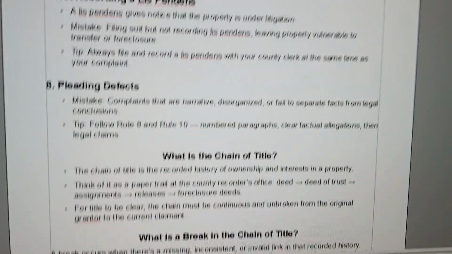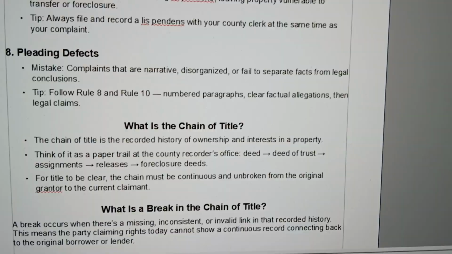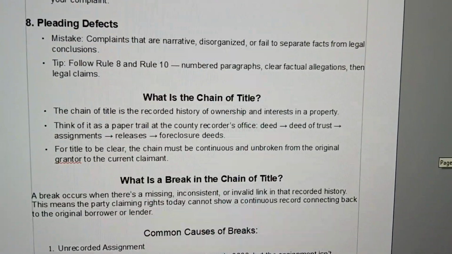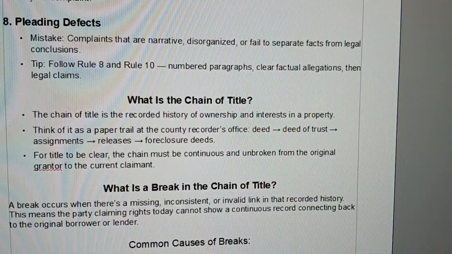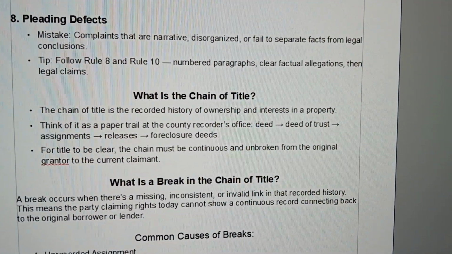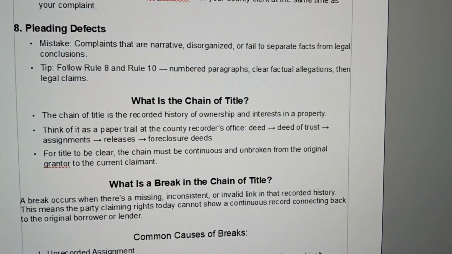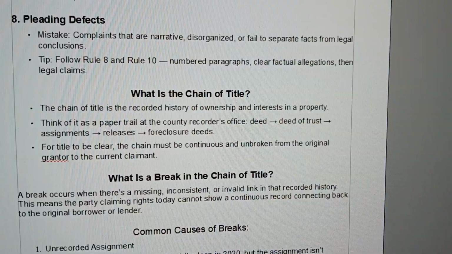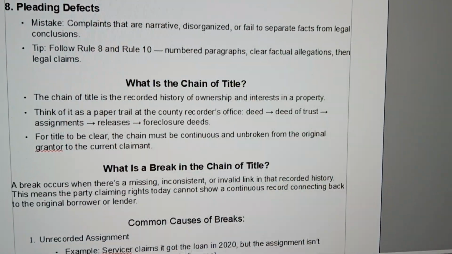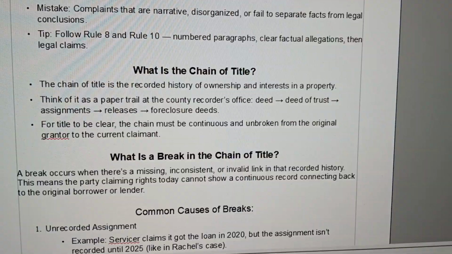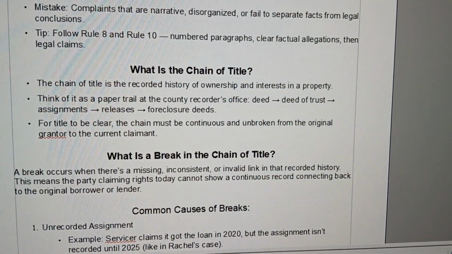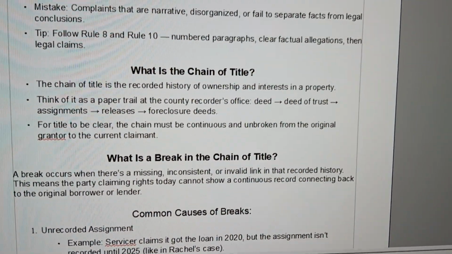And the last section we go over here, guys, is what is chain of title? The chain of title is the recorded history of ownership and interest in a property. Think of it as a paper trail at the county recorder's office. Deed of trust, assignments, releases, foreclosure deeds. For title to be clear, the chain must be continuous and unbroken from the original grantor to the current claimant.